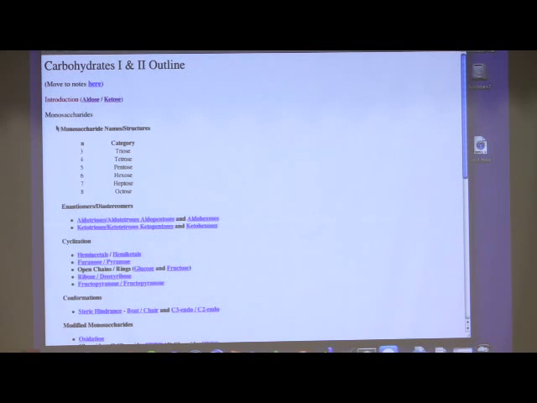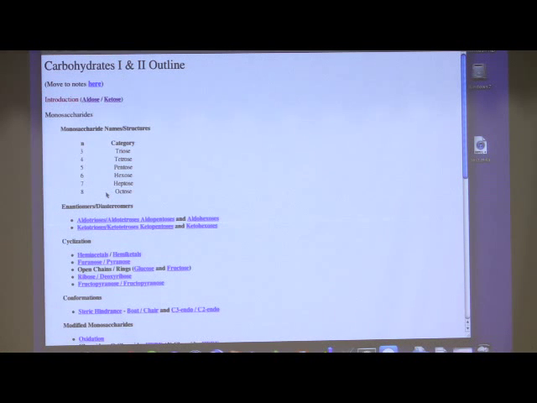Tetrose, 4 carbons. Pentose, 5 carbons. Hexose, 6 carbons. We'll see that the most common carbohydrates that we will talk about will be the pentoses and the hexoses. These are the most common carbohydrates that are present in nature, and they're the most common ones that we will talk about. Okay? Heptose has 7, octose has 8. We don't generally see monosaccharides bigger than 8. If they exist, they're pretty rare.